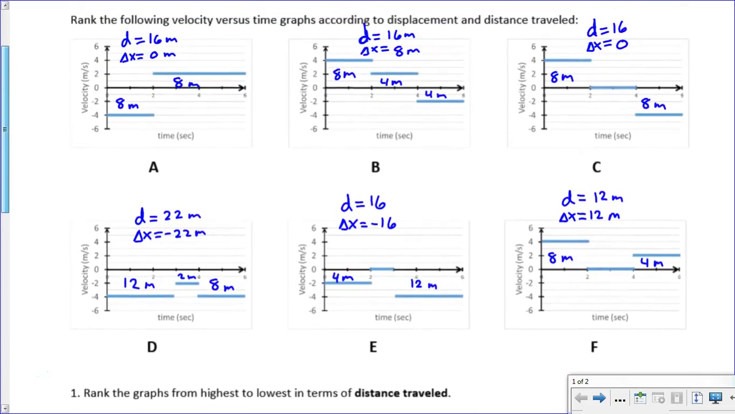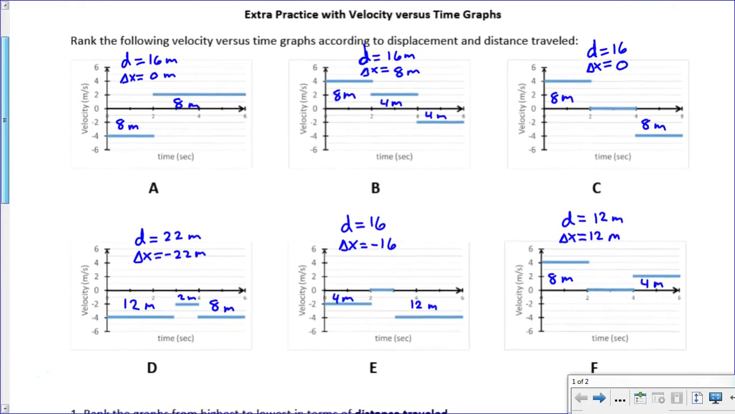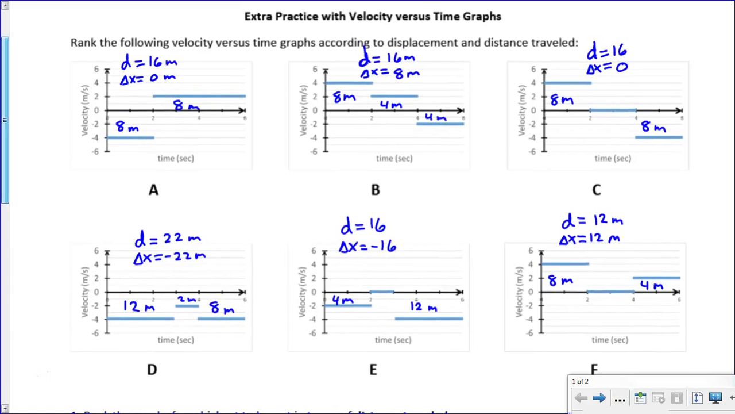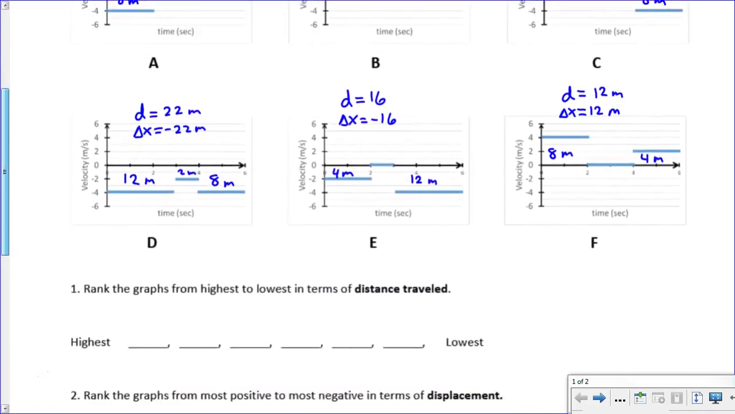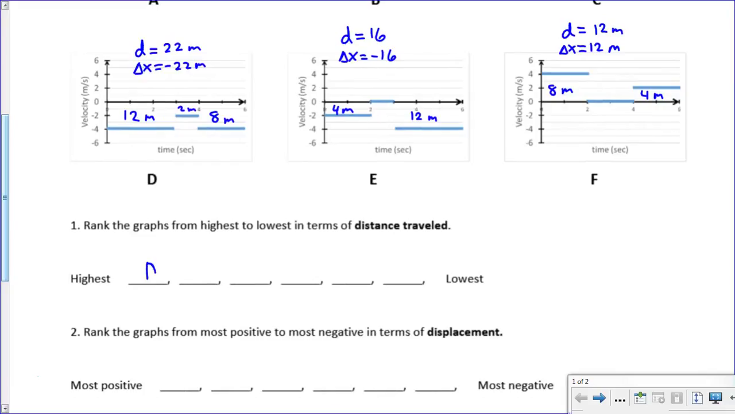For the distance traveled, notice here there are actually 3 that went 16, 1 went 22, and 1 went 12. So D went the furthest at 22. And then A, B, C, and E all were the same, so we just put equal signs between them. And then F was the lowest there with 12. A, B, C, and E could have gone in any order. I just put them in alphabetical order, but because they're all equivalent, it doesn't matter where they are as long as you specify that they're equivalent.